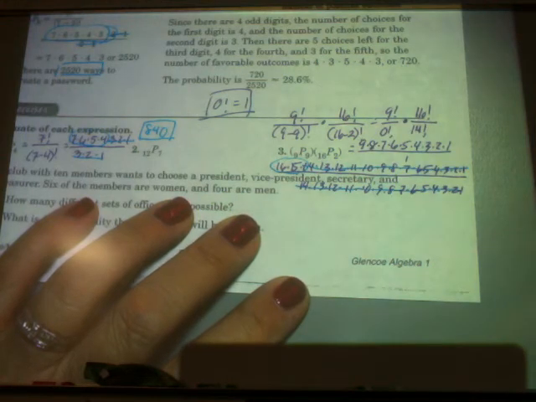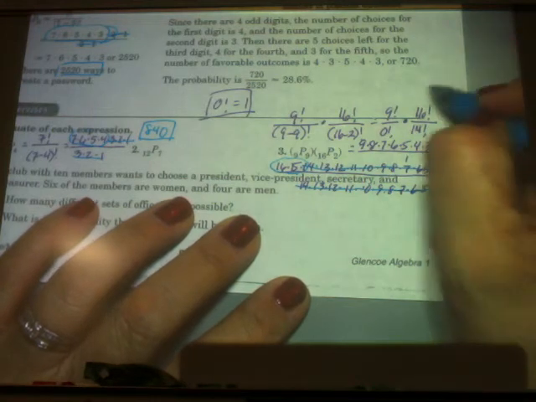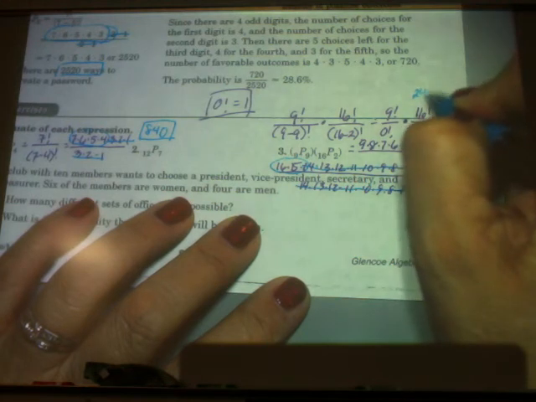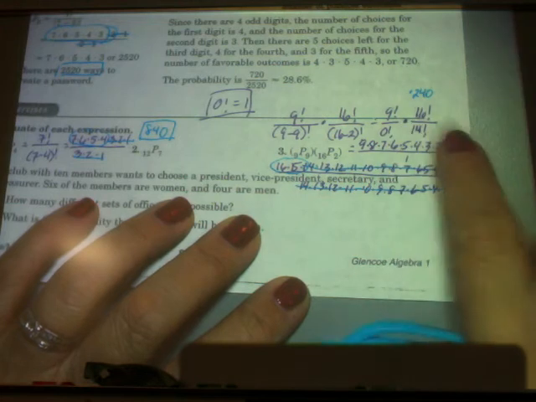What does that give me? What do you get? 240. So the value of this permutation is 240. I'm going to put it up here.